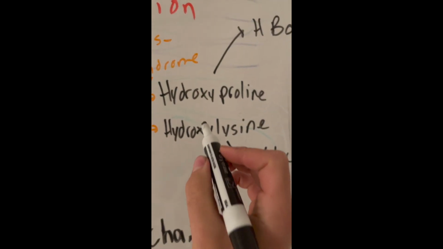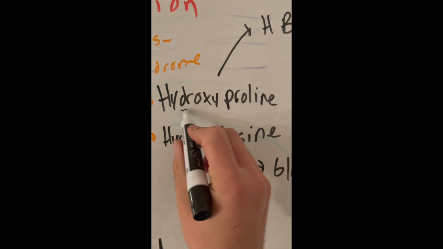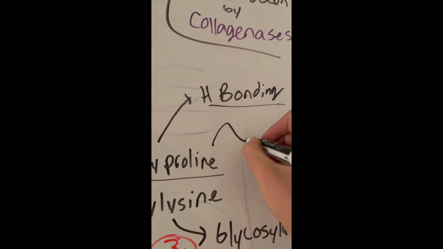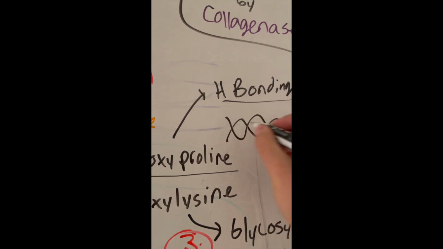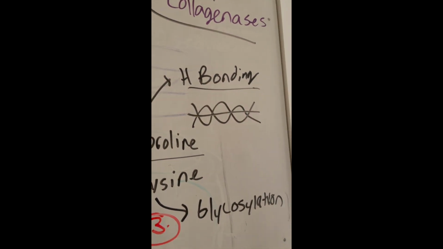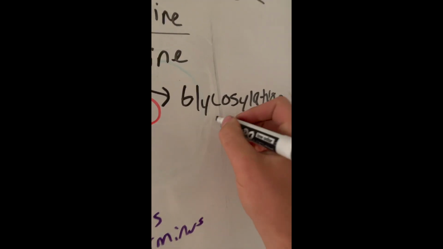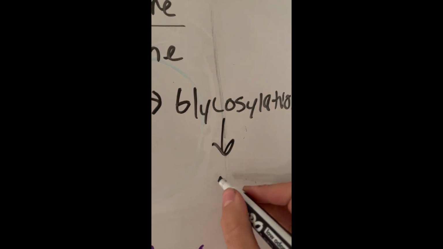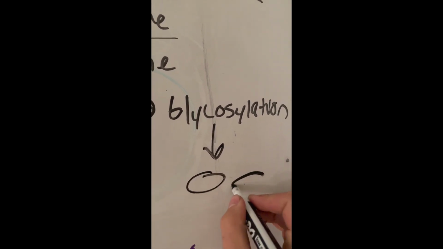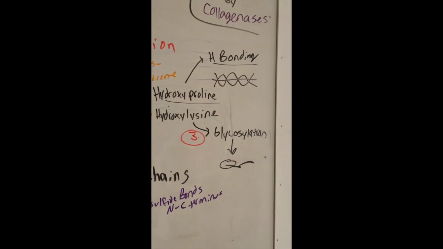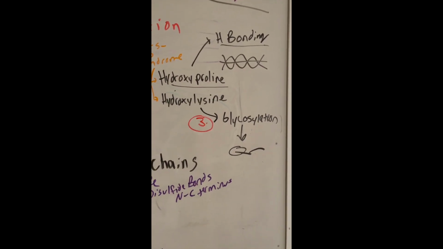Now, after this, what could happen? Hydroxyproline undergoes hydrogen bonding, right? Interchain hydrogen bonding. So we have the triple helix structure. We have a stronger bond now. Also, hydroxylysine undergoes what? Glycosylation. What does this mean? It's adding a glucose or a galactose molecule onto the chain. And where are both of these taking place? They're both taking place in the rough ER.